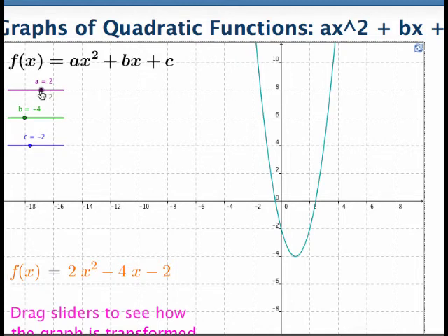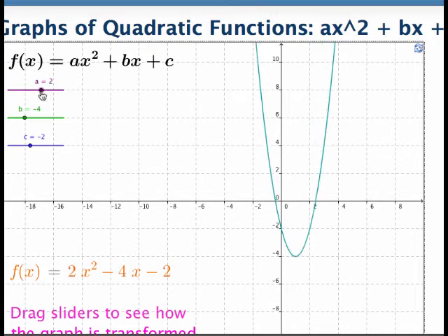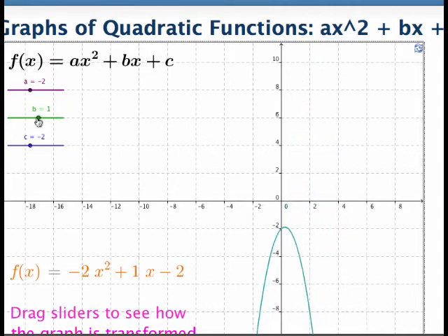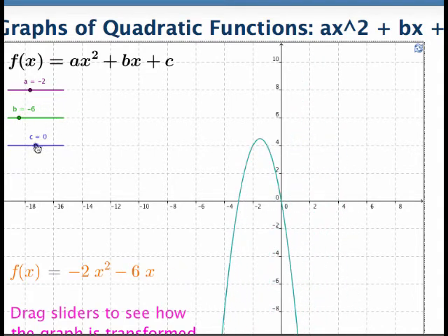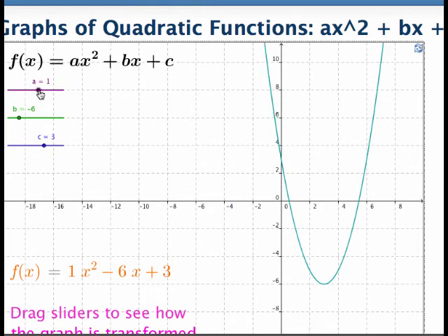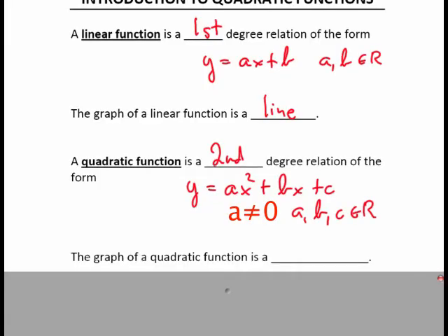And as I change a and b, so let me change a, you can see that certain things are happening. The graph's getting skinnier or wider, or sometimes it's going downwards. If I change b, it's changing the position of it. If I change c, it's changing the position of it again. But throughout all of this, the basic shape of the graph stays the same. It's this curve, which we call a parabola. So the graph of a quadratic function is always a parabola.